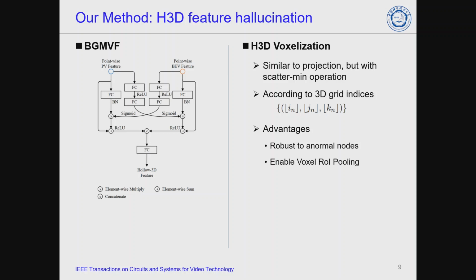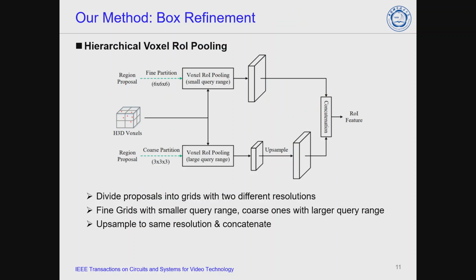After multi-view feature fusion, we voxelize the points again to get the H3D voxels. The voxelization aims to avoid the bad effects of abnormal points, and enables the application of voxel RoI pooling. Once we get the H3D voxels and the region proposals, we can extract features of each proposal for further box refinement. Here, we propose a hierarchical version to further accelerate voxel RoI pooling.